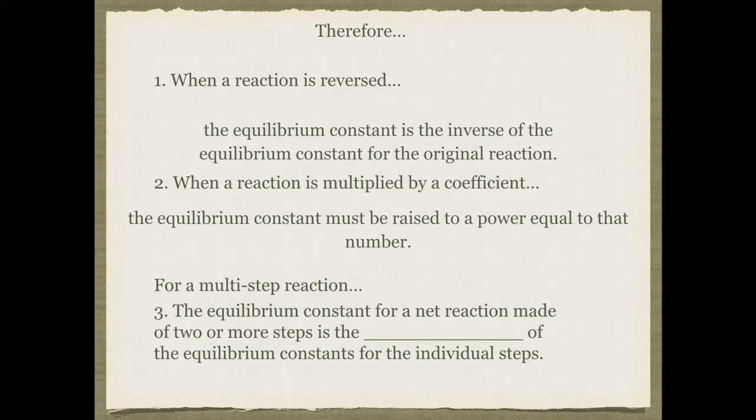Finally, if I have a multi-step reaction, the equilibrium constant for the net reaction made of 2 or more steps is simply going to be the product of the equilibrium constants for those individual steps. So in the example, I flipped both of the reactions, so I found the inverse of each equilibrium constant, and then to find the equilibrium constant of the reaction I was concerned with, I simply multiplied those new equilibrium constants together. So those are the ways that you can manipulate your reactions and subsequently calculate your equilibrium constant after you have completed those manipulations.